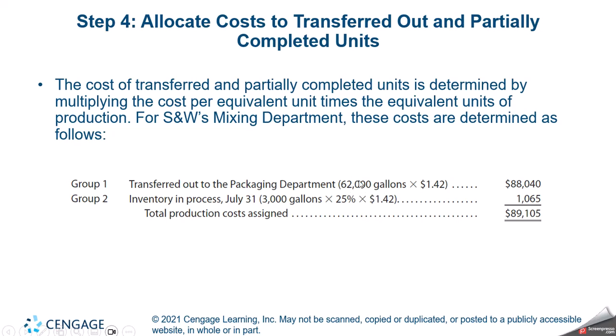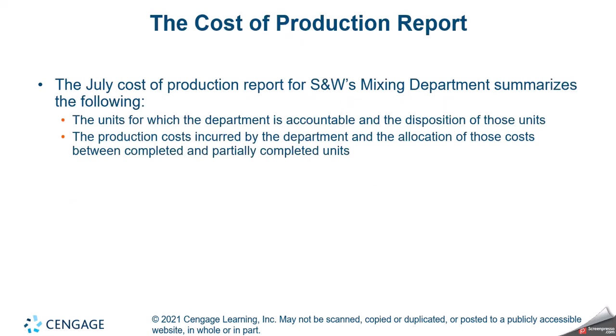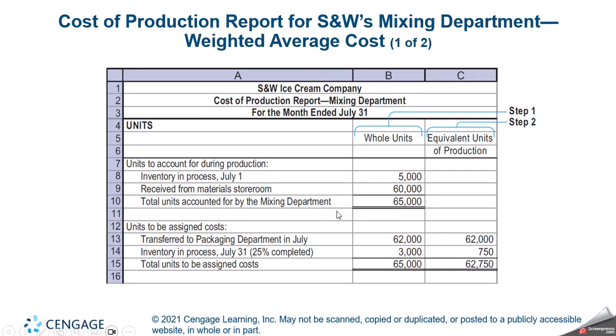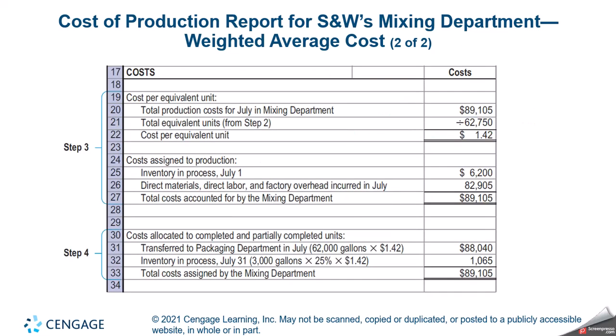So the 62,000 gallons that were completed, we're going to charge off at this weighted average cost. What's left in our ending inventory, only 25% done, is also going to be charged off at that weighted average cost. And then here again, this just shows you that mapped out and how those costs are assigned. Okay, so then that is our process order costing. So you can see it is a little more detailed than our job order.